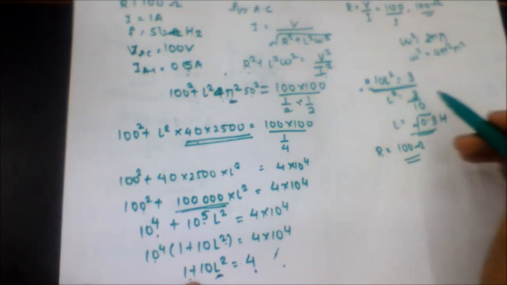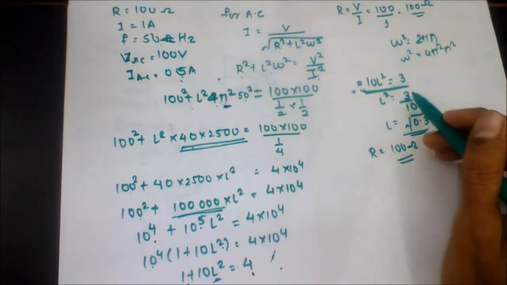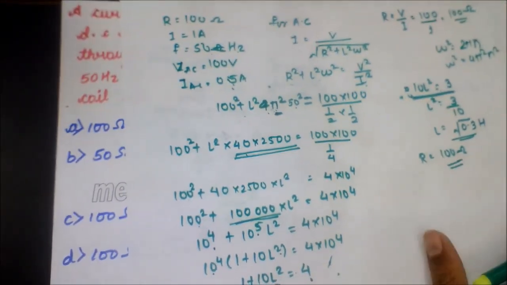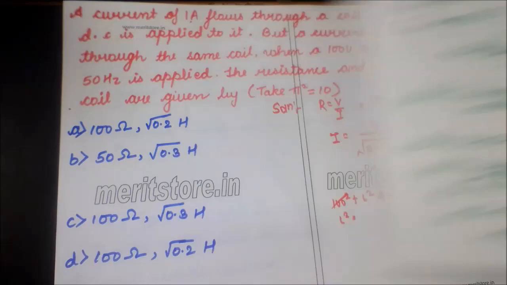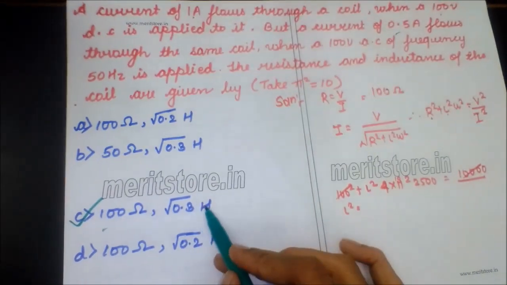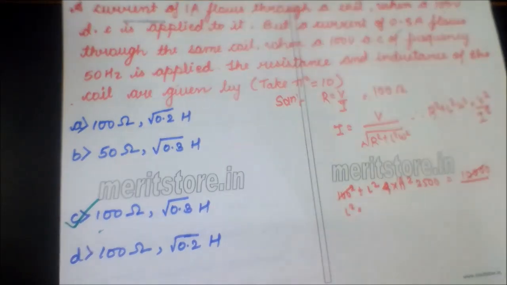So now we are left with 10 L squared equals 3, so L squared becomes equal to 3 by 10, so L is nothing but 0.3 Henry. So we have a resistance of 100 ohms and an inductance of 0.3 Henry. So option C is the correct option, resistance of 100 ohms and L of 0.3 Henry.